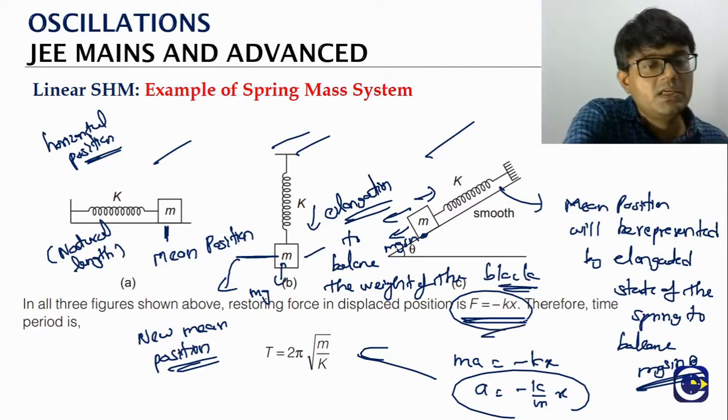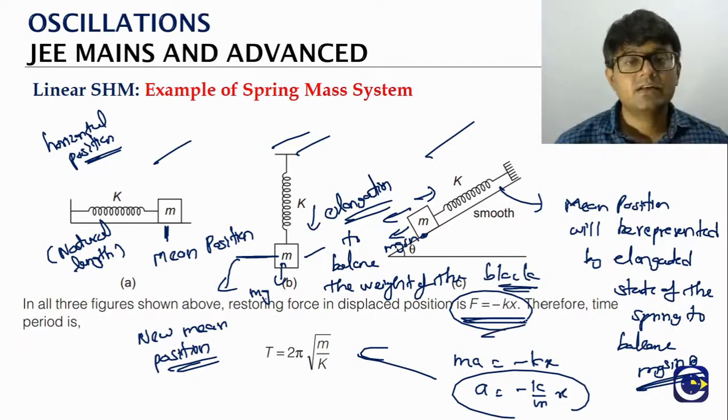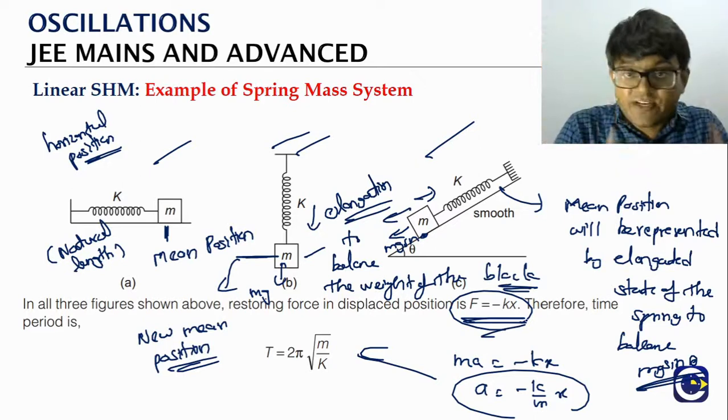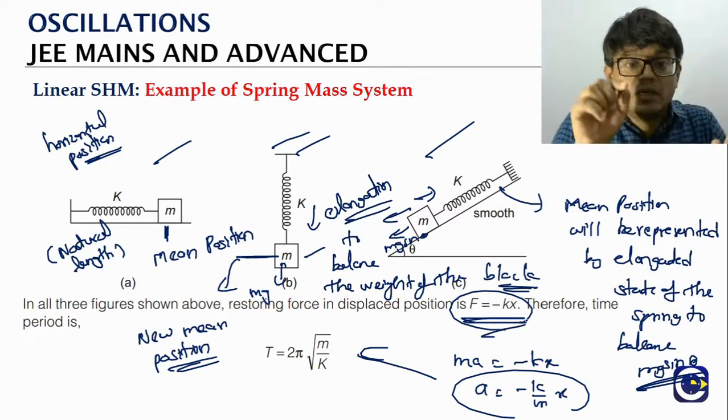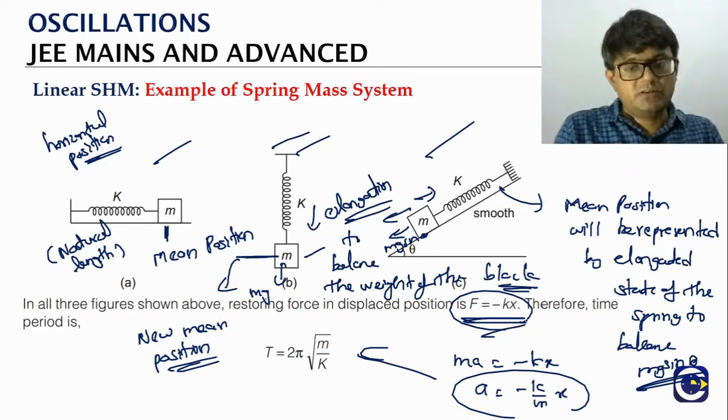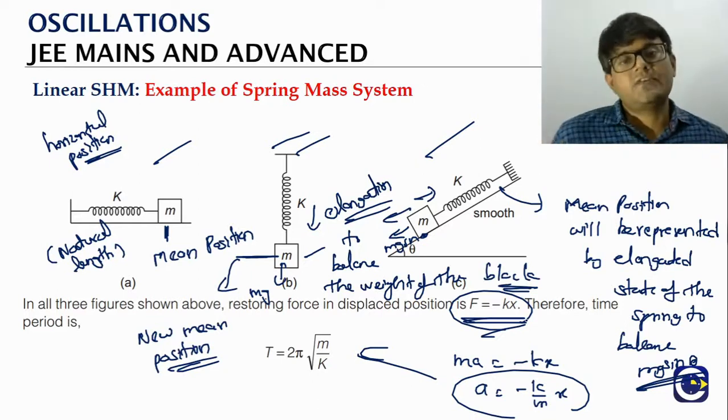So whether we keep the spring mass system in the horizontal plane, or in the vertical, or on the incline, the difference will come in the location of the mean position. That's it. But the period value will be the same for all of them.